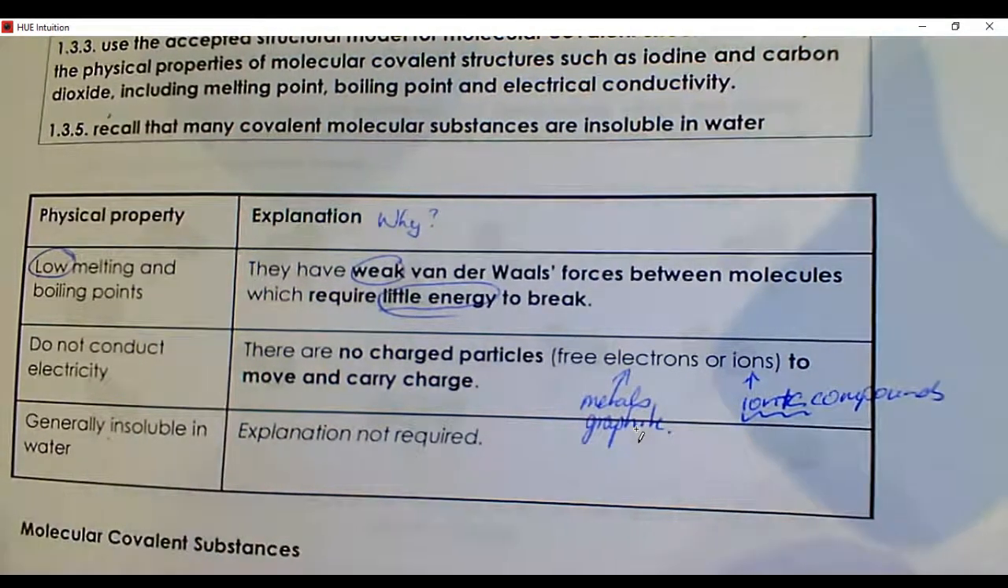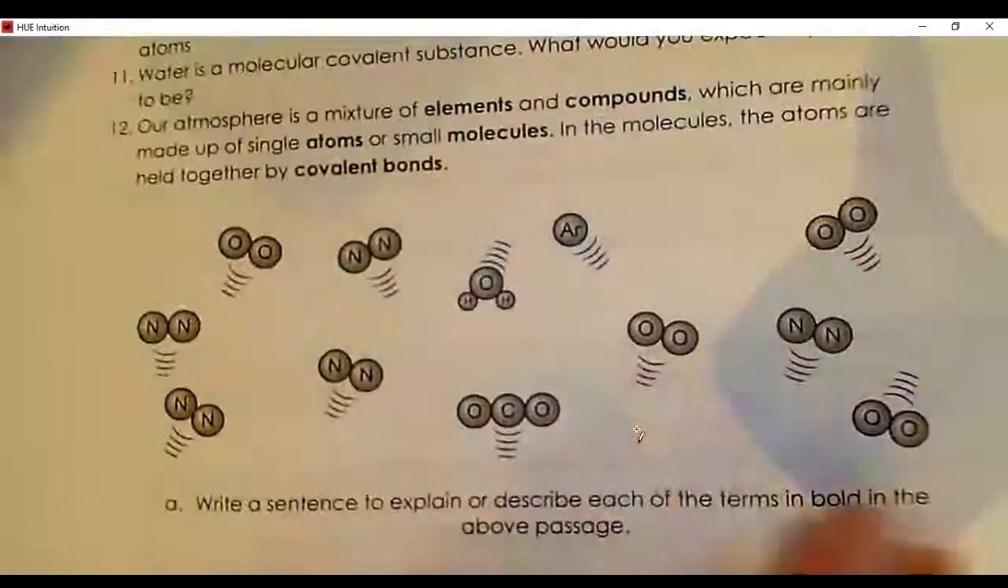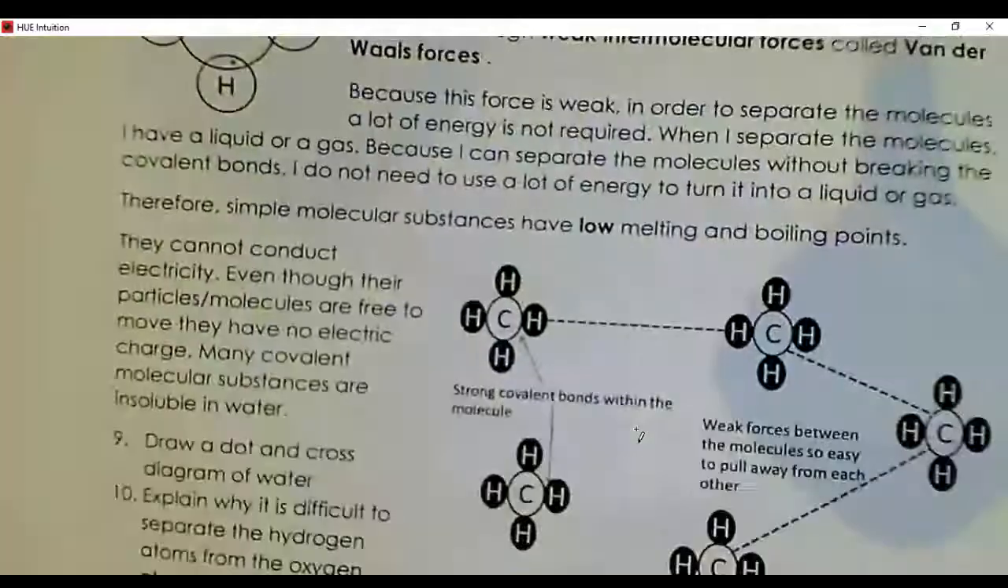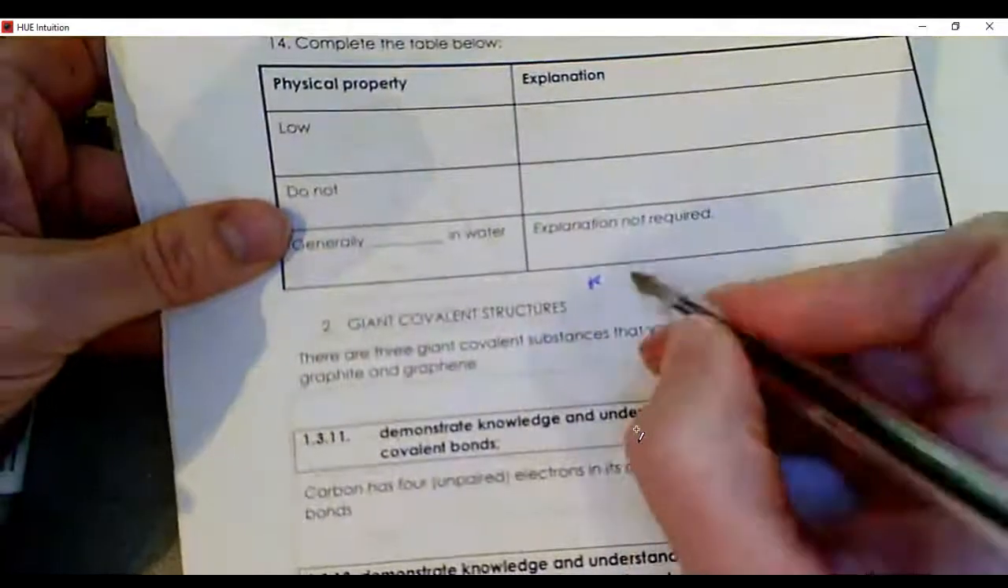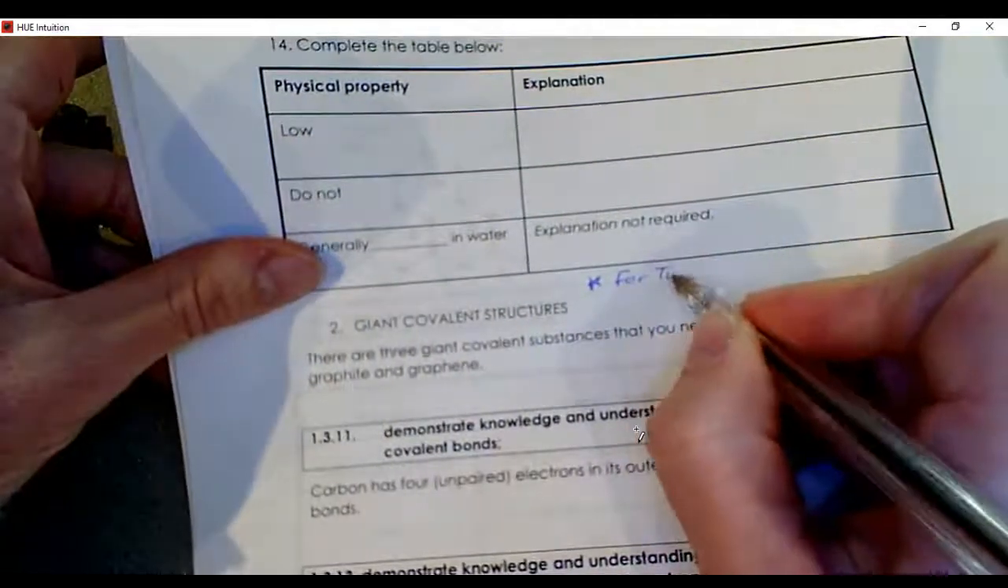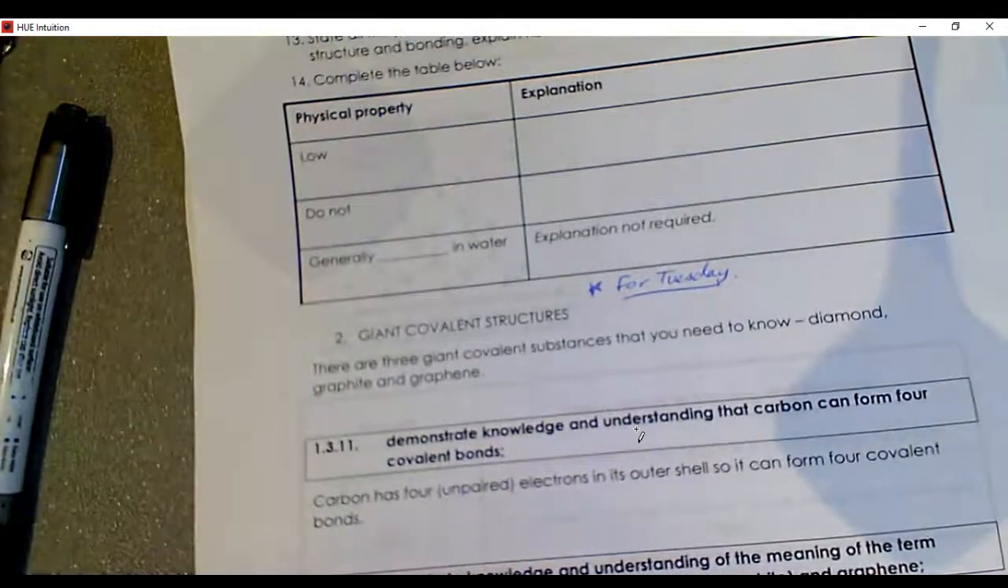They are generally insoluble in water, and you don't need to know why, you just need to state it. So what I'd like you to do now is there are some questions on page 6 of your notes. There's a little bit of extra information there, and I want you to complete page 6 and the top of page 7 for Tuesday. Complete it in class and or for homework. Right, thank you.